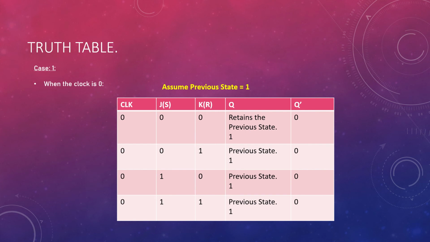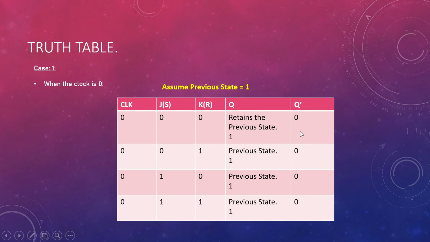The first condition that we are going to see is when the clock is 0. Assume the previous state as 1. We assume the previous state as 1 and the clock is 0 right now. And just close your eyes and listen to me whatever I say now. Whenever the clock is 0, irrespective of whatever be the value for J or K, it will retain the previous state as the output. Whatever be the previous state will remain as the output when the clock is 0.